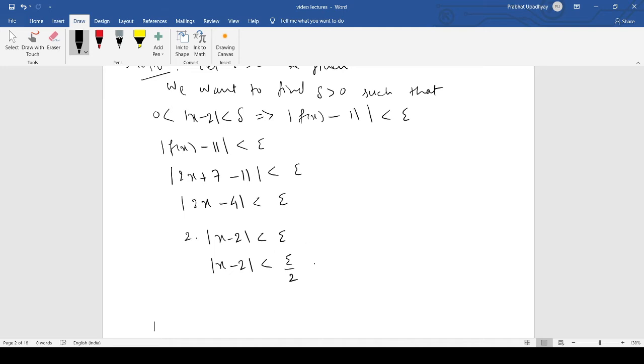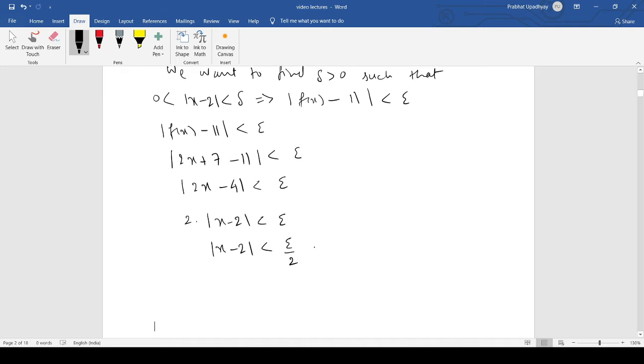Okay, that means I want... what does it say? I wanted a condition on mod x minus 2 only, and what I am getting is, if I want mod of f of x minus 11 to be less than epsilon, then mod x minus 2 should be less than epsilon by 2. So it clearly suggests what delta I should choose. So I should choose my delta to be epsilon by 2.